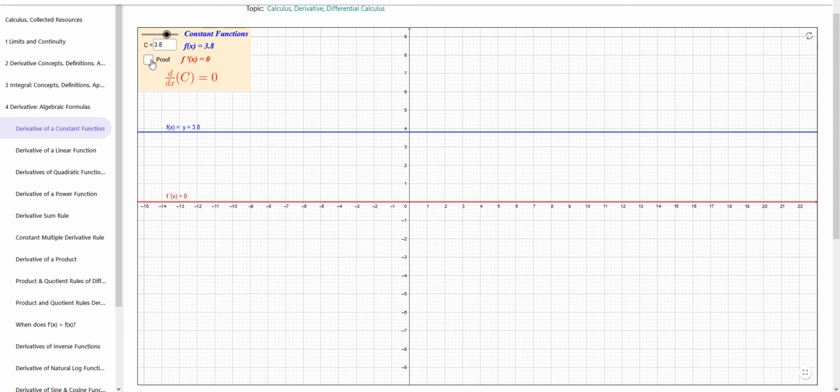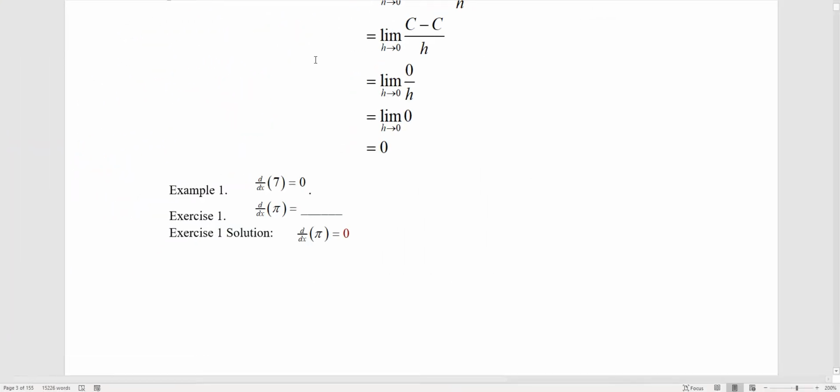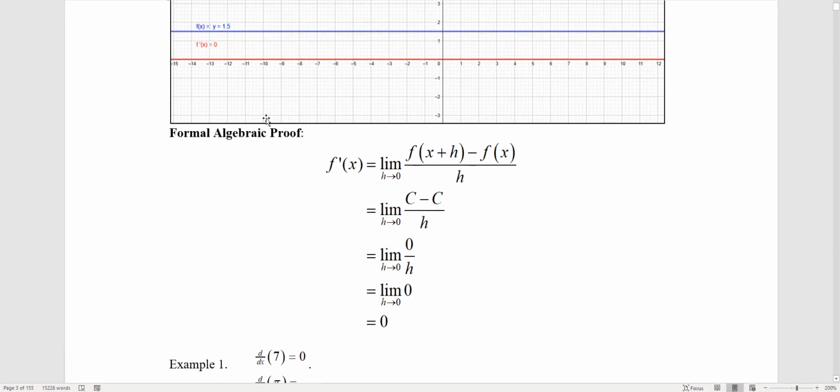Now, if we want to prove that, we can click on this proof thing, and we can see the proof written out here. I've got it a little bit bigger here. So here is the algebraic proof. Remember, f prime of x is the limit as h goes to 0 of f of x plus h minus f of x over h. That's the definition of the derivative.